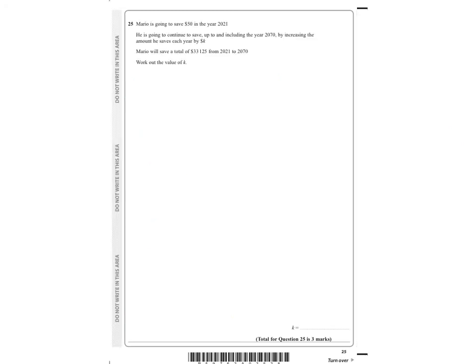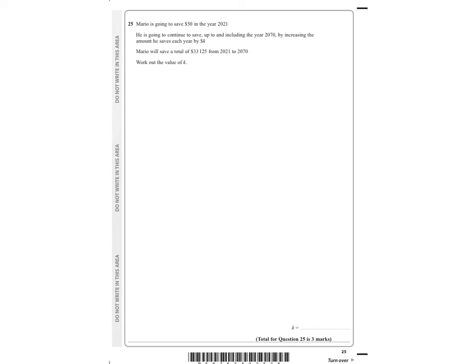Question 24. It's nice to have. Question 25. Okay, so question 25. So Mario is going to invest $50 in the year 2021. He's going to continue to save up to and including the year 2070 by increasing the amount he saves each year by K dollars.